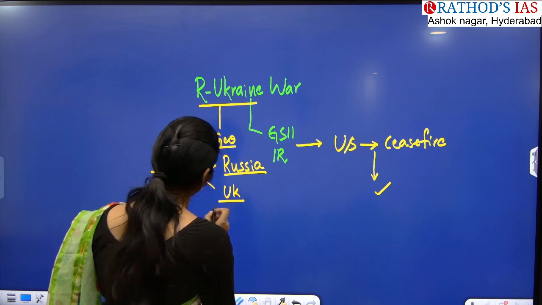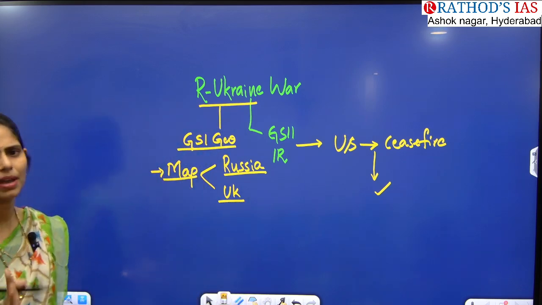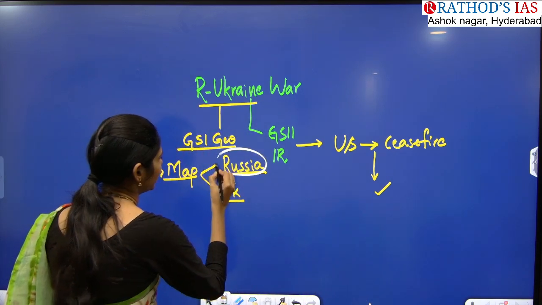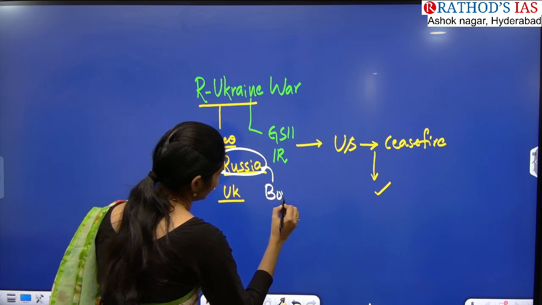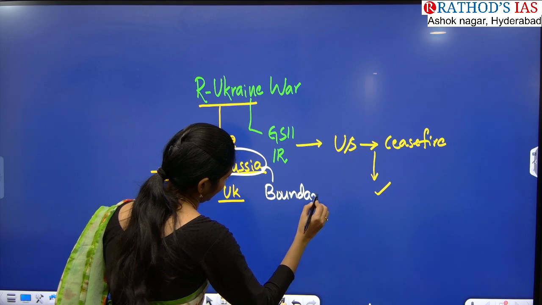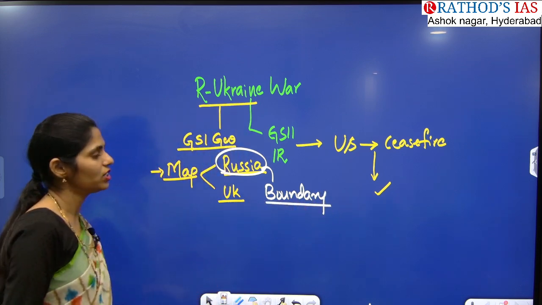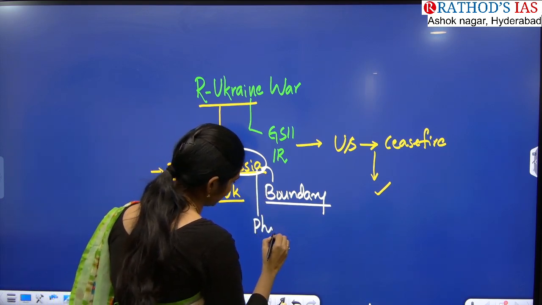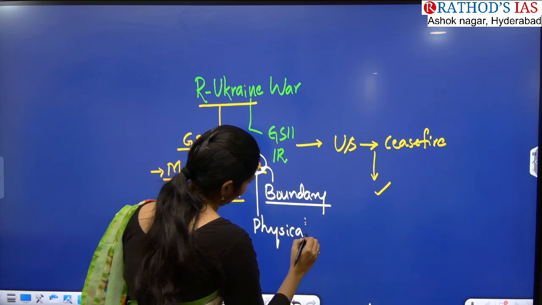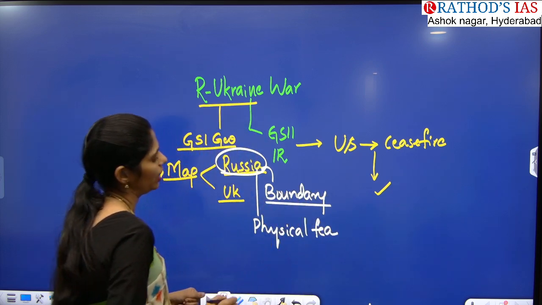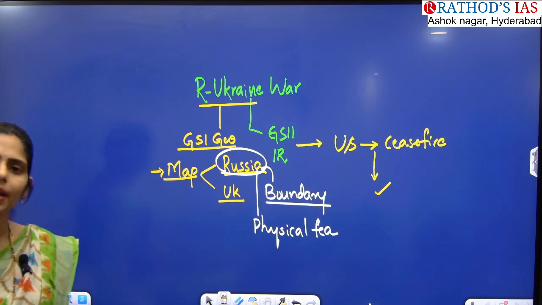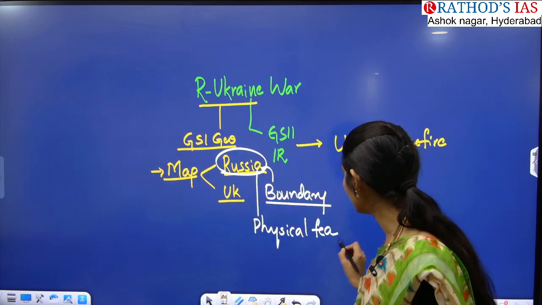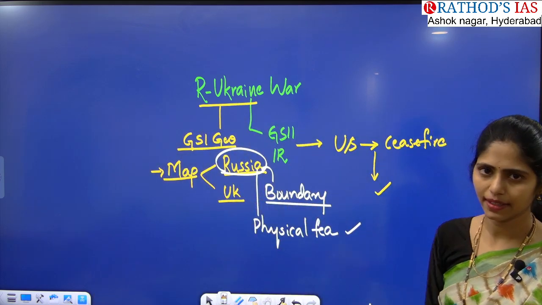What exactly do you have to see in the map? I will be saying map, map, map. You have to see about that country and which countries are sharing a boundary with it. You have to see the boundary-sharing countries. And you have to see important physical features. For example, any mountains, plateau, desert or important river. Like that you have to see the physical features in that area.